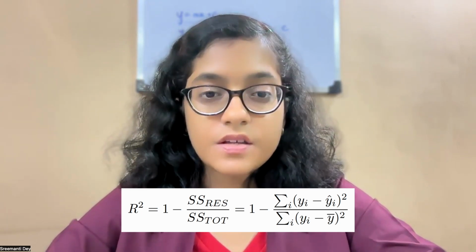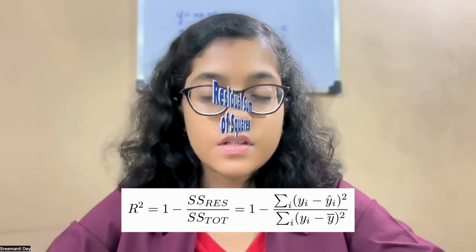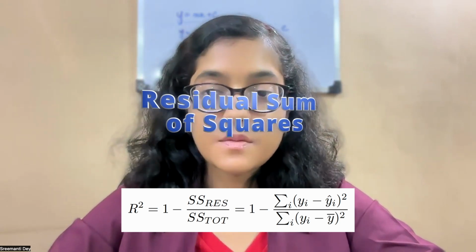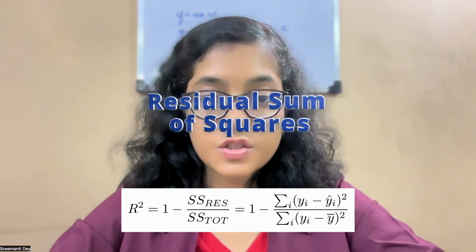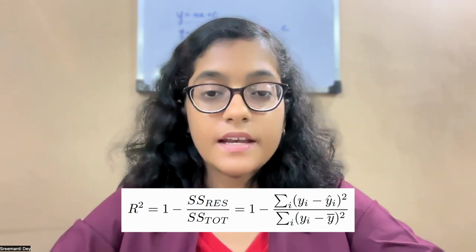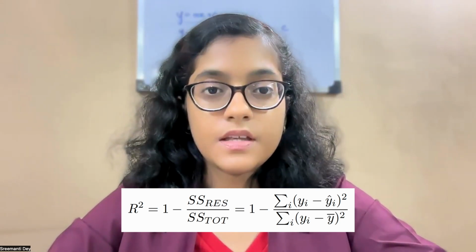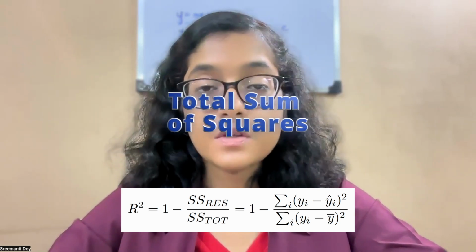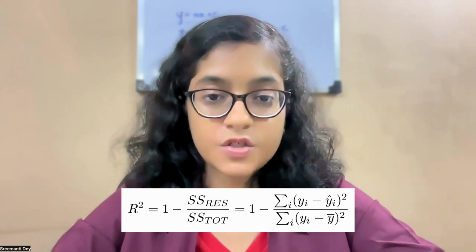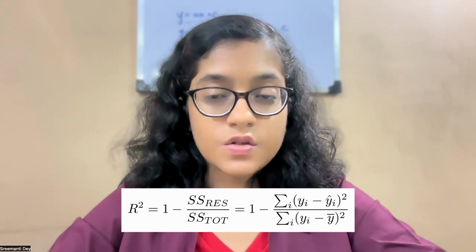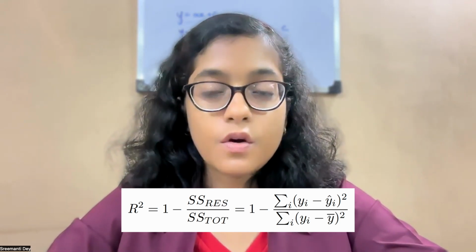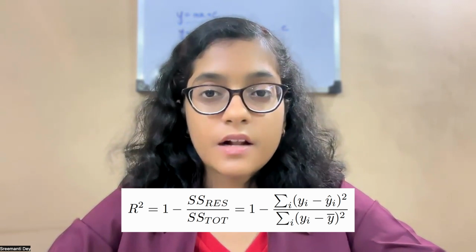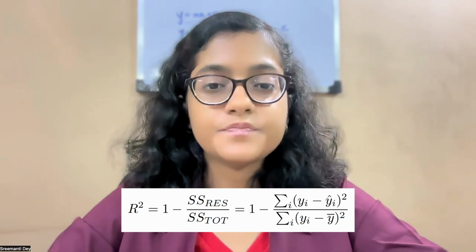So SS residual means the residual sum of squares. It is actually the sum of square differences between the actual and the predicted values. And SS total means the total sum of squares, which is the sum of square differences between the actual value and the mean of the actual values. So these are the two formulas, and the regression score or R square score is calculated by this formula.